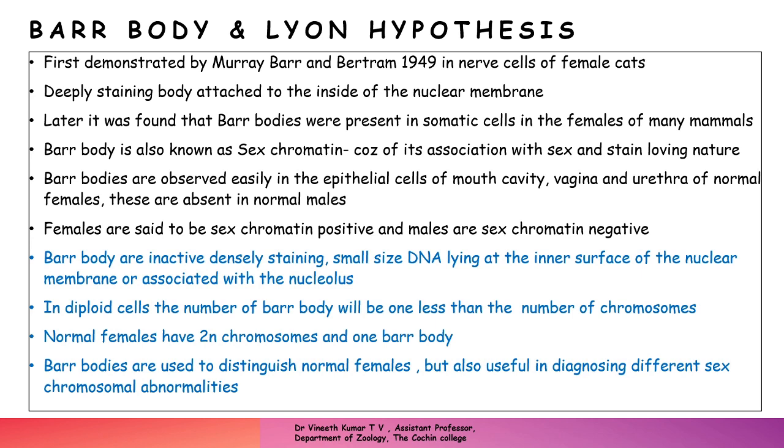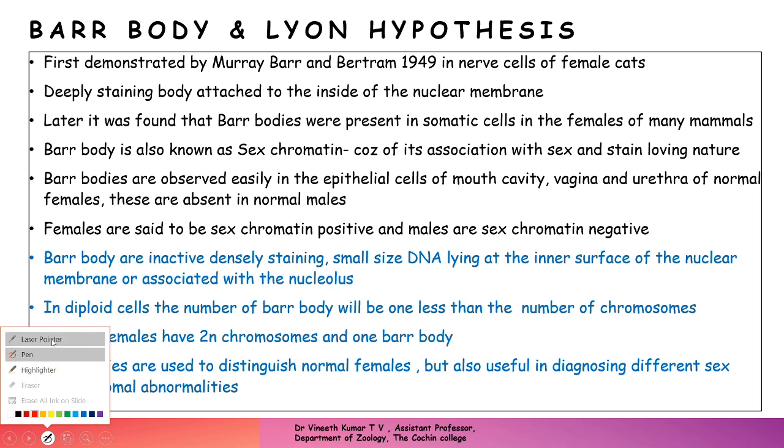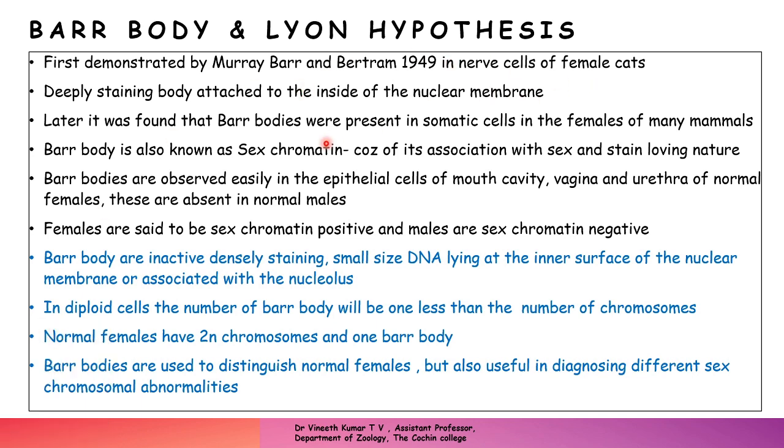So, what is a Barr body? It was first demonstrated by Murray Barr and Bertram in 1949 in the nerve cells of female cats. This structure, called the Barr body, was first reported from the nerve cells of the cat, and they were seen as deeply stained bodies attached to the inside of the nuclear membrane.